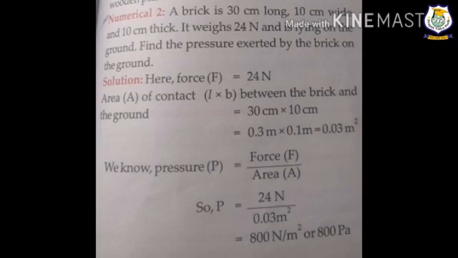First we will convert into meter, then we will get 0.03 meter square. So now we will put the formula of pressure, that is force upon area. So now put the values, and after putting the values of force and area in the formula, you will get the answer that will be equal to 800 Newton per meter square or 800 Pascal. Now students, solve both the numericals in your notebook.